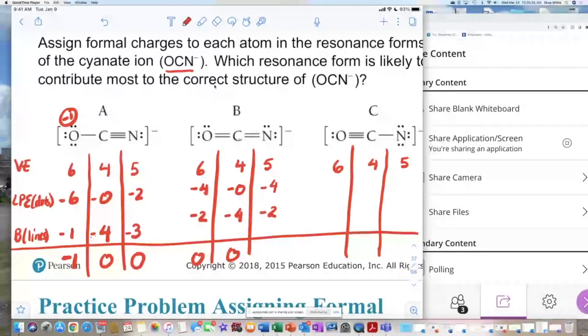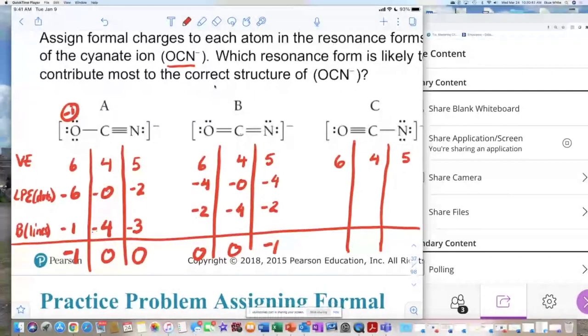5 minus 4, I'm left with 1, minus 2, negative 1. Notice you're getting a negative 1 formal charge each time. Because you have a negative charge, when you add all the formal charges, they have to equal negative 1. So negative 1 plus 0 plus 0 is negative 1, because you have a negative charge overall. So this time the one that carries the negative is nitrogen.